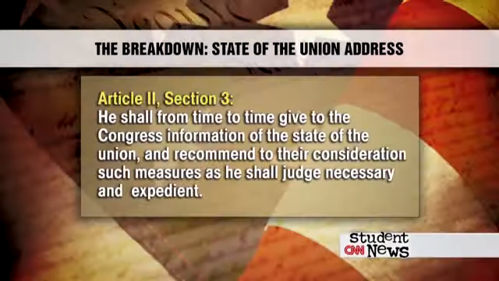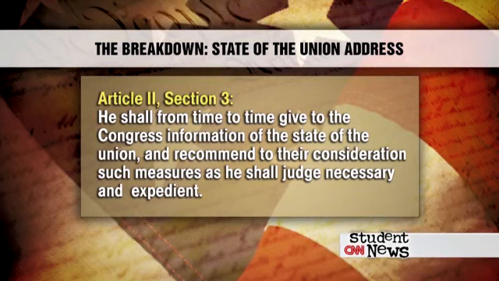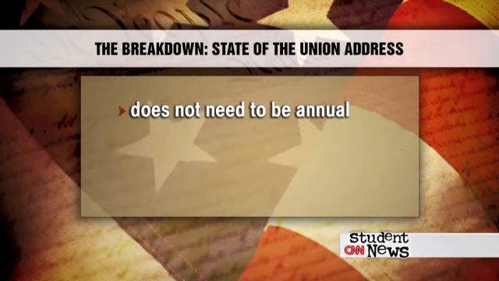Now, while we're on the subject of State of the Union, we are breaking down the history of the speech for you right now. First up, U.S. Constitution, Article 2, Section 3. The President shall from time to time give to the Congress information of the State of the Union and recommend to their consideration such measures as he shall judge necessary and expedient. Now, that's what the Constitution requires. There are a lot of things that are traditions that are not required by the Constitution.